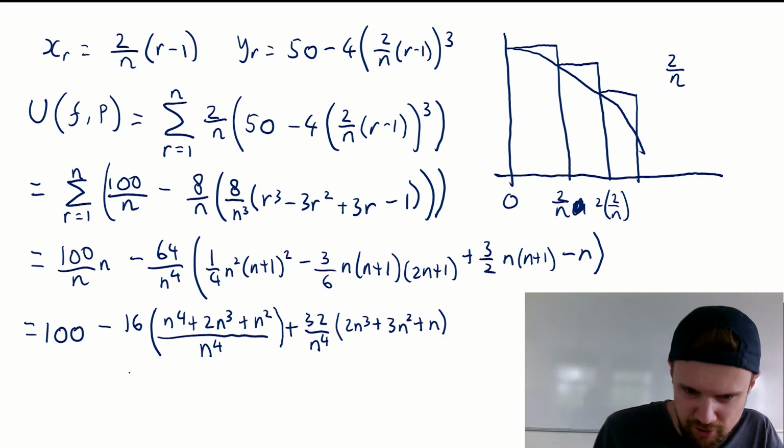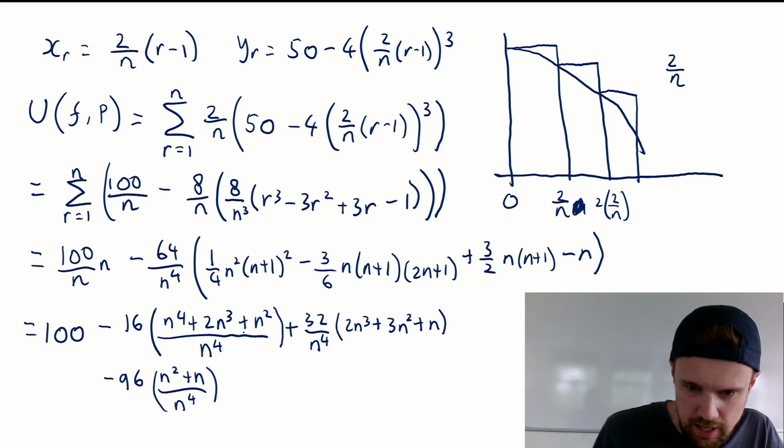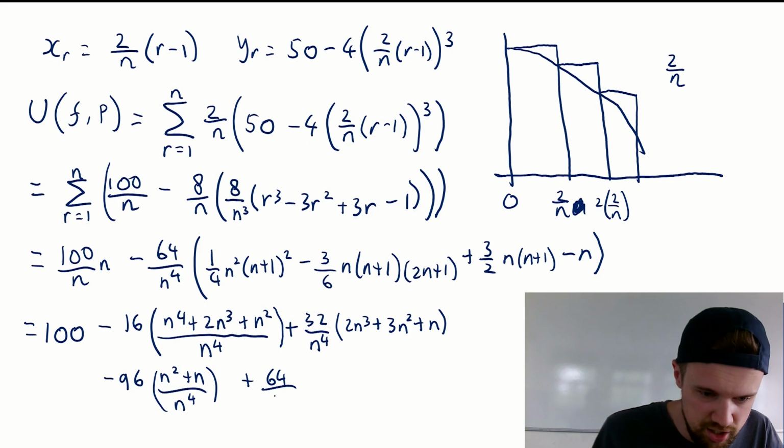That's how crazy this stuff is. 3 over 2 times 64, which is 96. It is going to be a minus, so it's minus 96. We have the n to the power of 4, so it's n squared plus n all over n to the power of 4. And lastly, we've just got the boring one, it's going to be a plus, but it's 64 over n cubed.